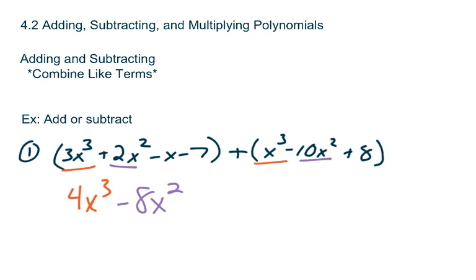Remember, when you're adding and subtracting, the variable parts do not change. There's no x term in this one, so that'd be like plus 0, so we'll have negative x. And then the last one, the constant terms, negative 7 plus positive 8. Negative 7 plus 8 is 1. So 4x cubed minus 8x squared minus x plus 1 is your answer for number one.